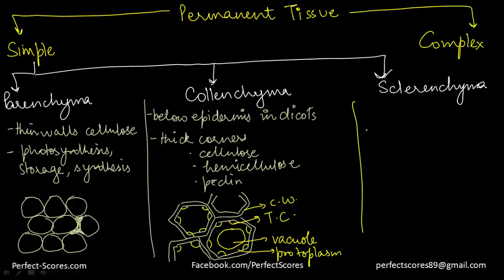Coming to the third one, which is sclerenchyma, these cells are dead cells and they do not have any kind of protoplast within them. And they are of two types. One is fibers and one is scleroids. So fibers are elongated and they also have a thickened cell wall. Since they do not have a protoplast, the central cavity of the fibers is known as lumen. And they have a very thick cell wall.